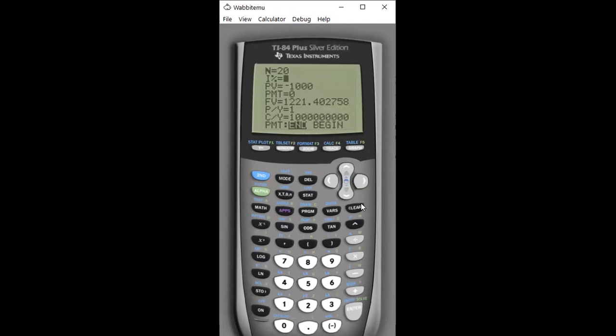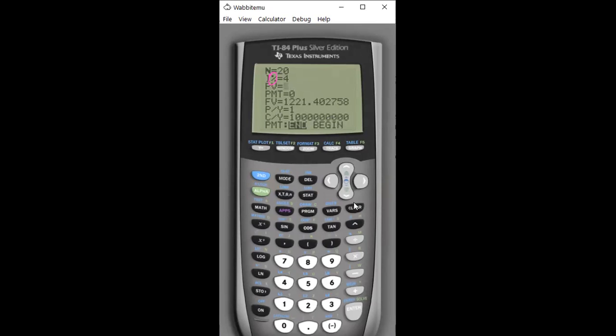So the interest rate, all right, is 4%. Look here, they already have a percent sign here. So you just input 4% instead of 0.04.